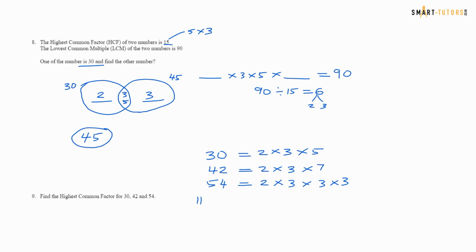So the highest common factor is the number common to all the factors. There is one 2 common, and one 3 common. Other than that, nothing is common. So the answer is 3 times 2, which is 6.